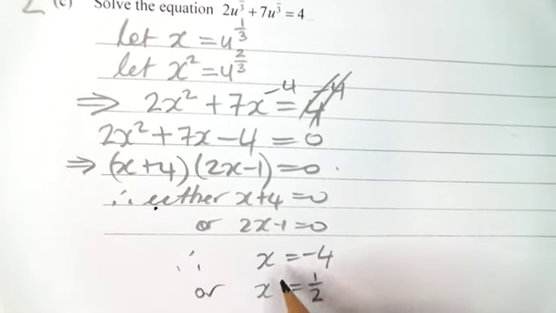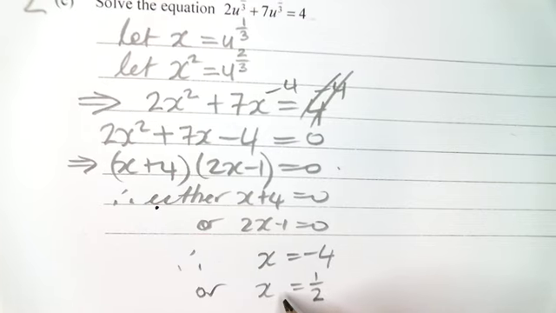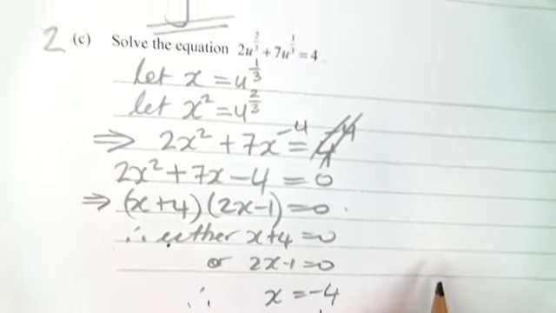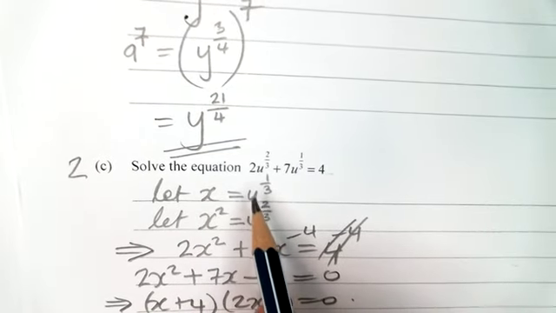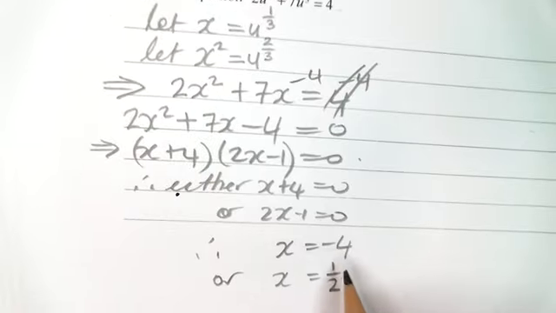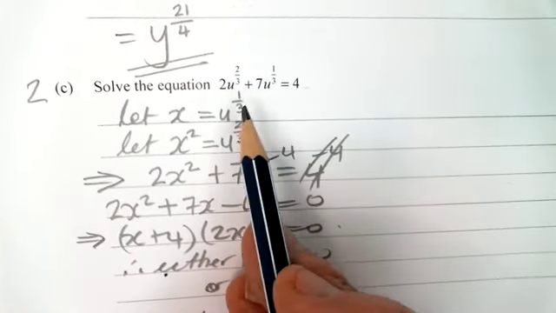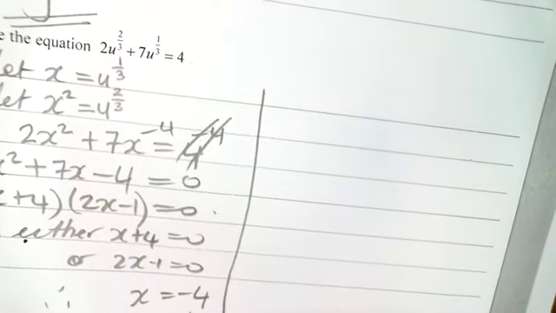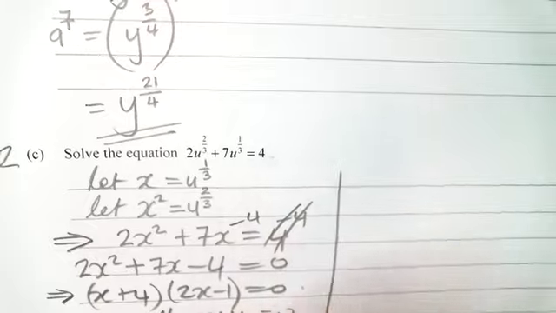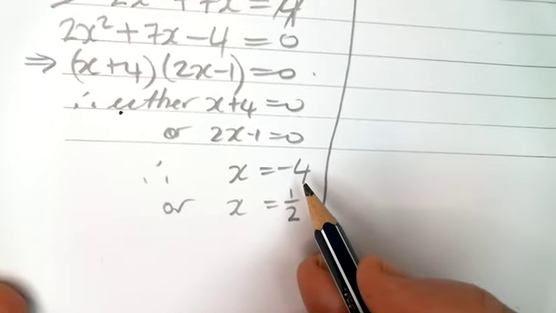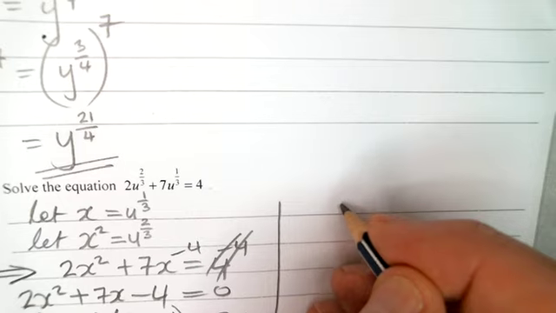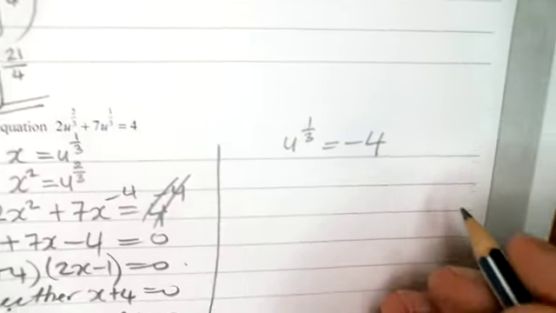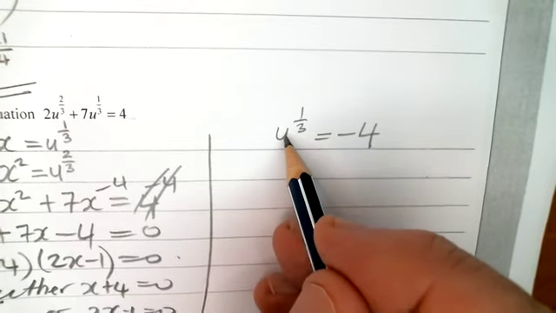Now, of course, we don't really want to find out what x is. Although x is negative 4 in one case and positive 1/2 in the other, x is not just there. It's u to the 1/3 that is the negative 4, and u to the 1/3 that is the 1/2. So let's go ahead now and solve for u. We've solved for x, so we can say if x is negative 4, therefore u to the 1/3 is equal to negative 4. And if that's the case, let's find out what u is.